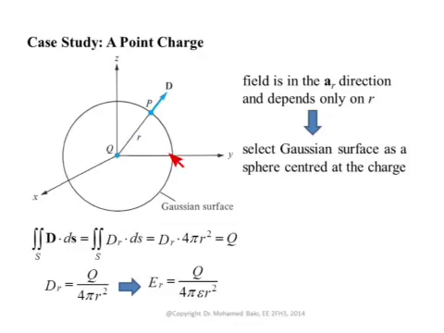So now if I select my Gaussian surface as a sphere with center at the origin, this will satisfy the conditions I'm saying, because D is normal to the surface at every point. D is always in the a_r direction. And when I select a sphere with a constant r, and because D must only depend on r, D will be a constant. So now we can apply the Gauss law.